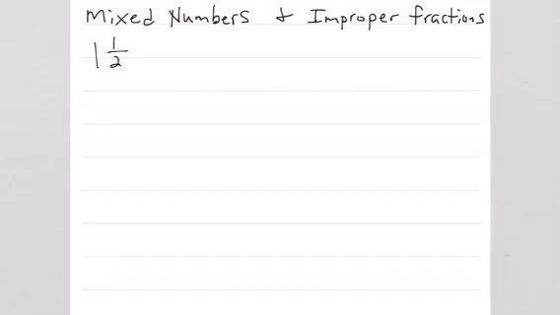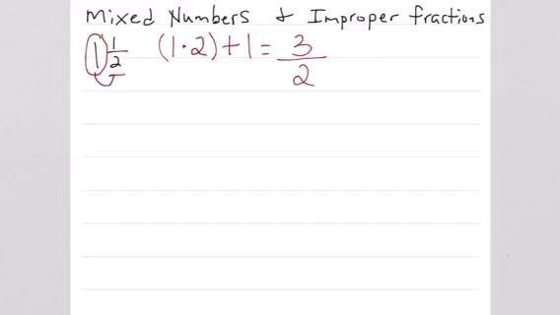But if you want to turn a mixed number into an improper fraction, to do that, you just take this 1, your whole number here. We're going to multiply it times the denominator. And then we're going to add the numerator. So you take your whole number, you multiply it times the denominator, and then you take that answer and you add the numerator to it. So when we do that, we get 1 times 2 is 2, plus 1 is 3. And then you keep your denominator the way it is. So we're just going to keep the 2. And so 3 over 2, that is the improper fraction that represents the mixed number 1 and 1/2.